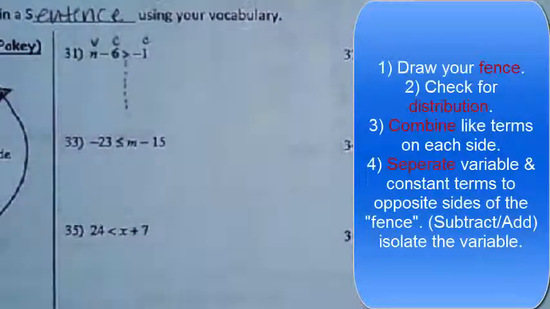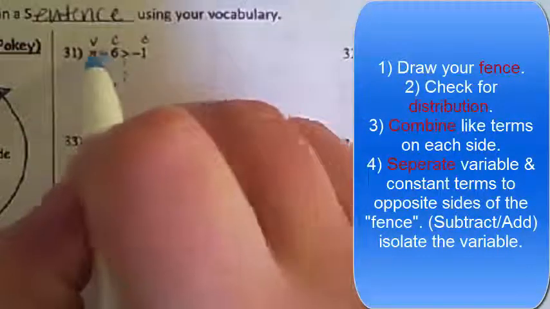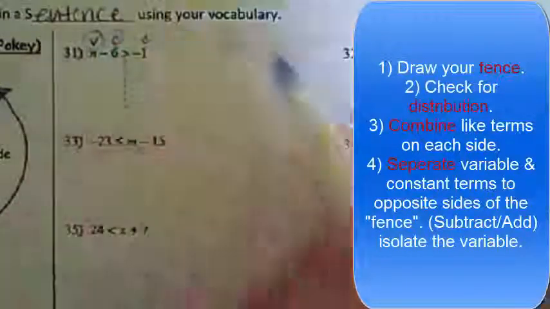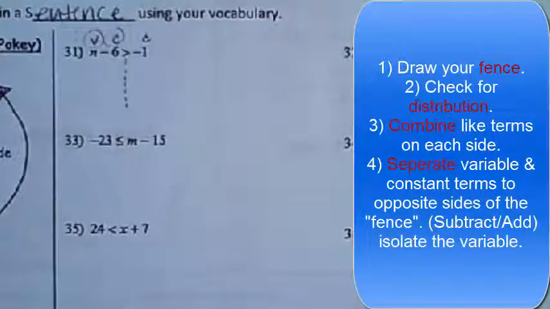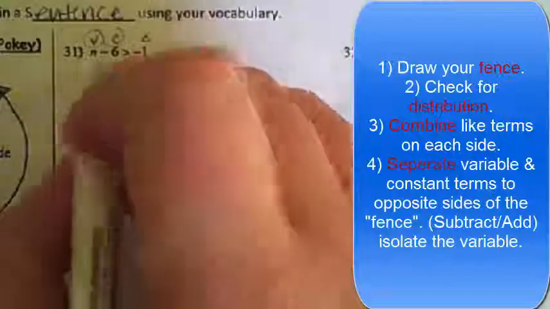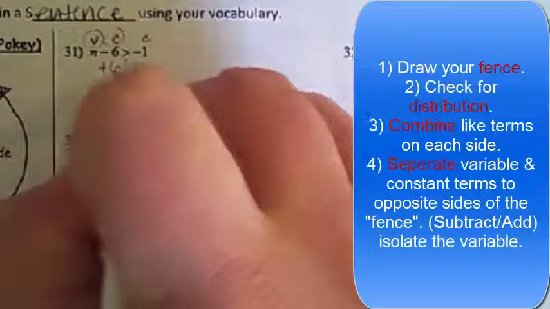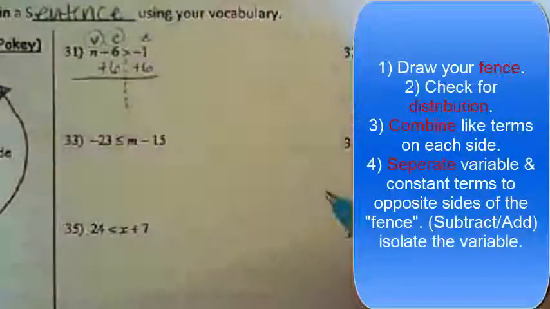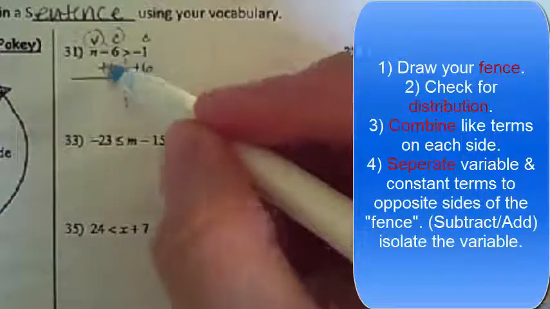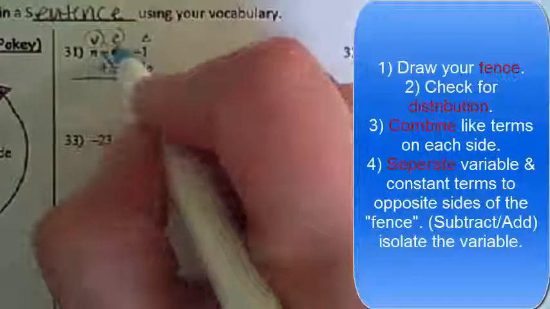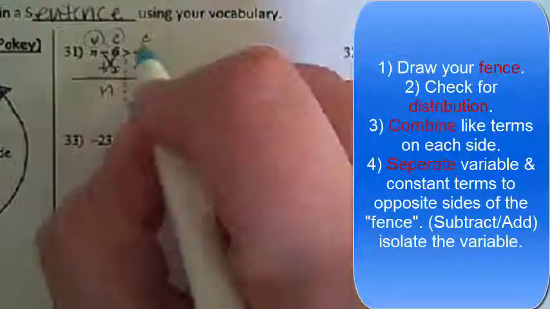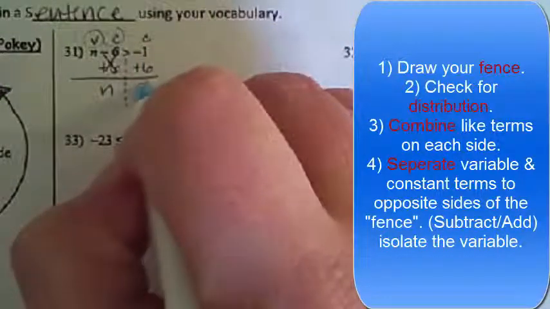We're going to separate our variables and our constants, and if you look here, we have a variable and a constant on the same side. That's a no-no, so we need to move it. I'm going to move the constant by adding 6. Do the inverse operation just to keep things fair. Subtract and add first. We're going to add this time. These will cancel, leaving me n. And -1 and +6 gives me +5.